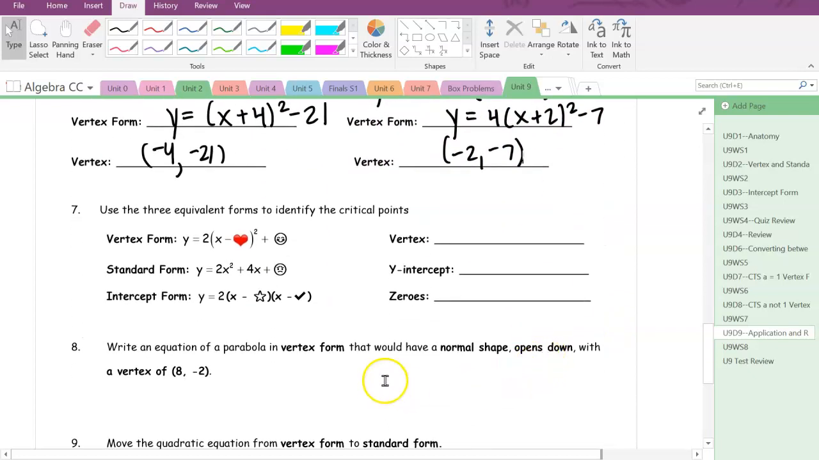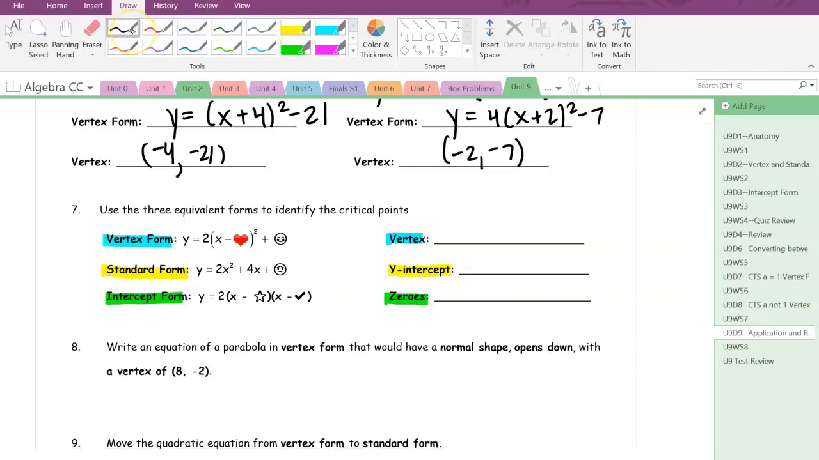Now, all of these you could have typed into your calculator to check the vertex, but now we're going to make it a little more difficult. We have these 3 equivalent forms. These are obviously things you cannot type into your calculator because we have some emojis, but we should still be able to identify the vertex, the y-intercept, and the zeros. So these are lined up nicely for you. Vertex form helps you find the vertex. Standard form helps you find the y-intercept, and intercept form helps you find the zeros.